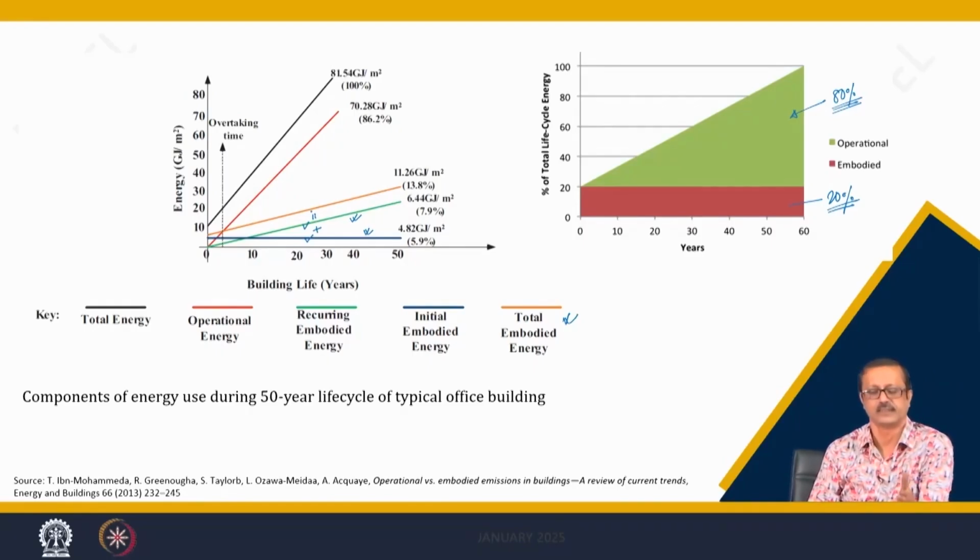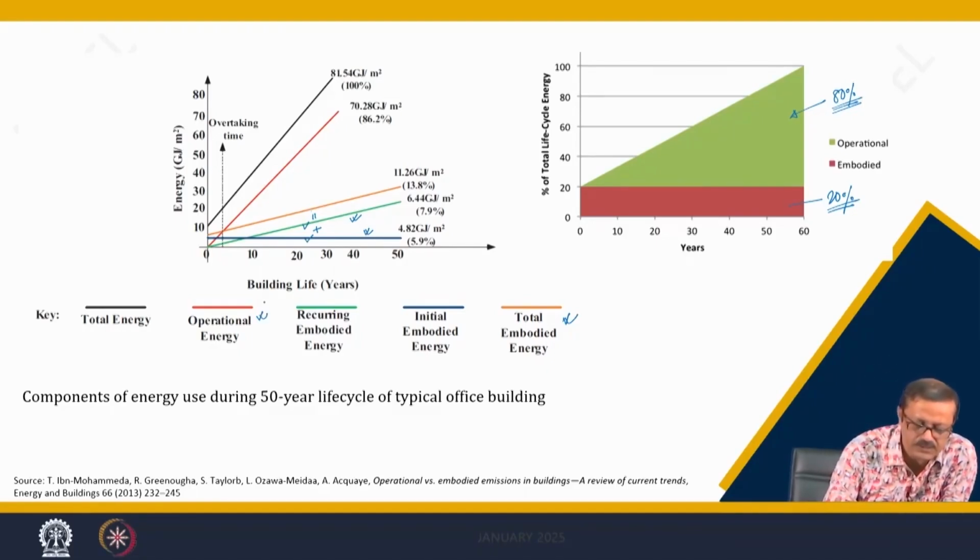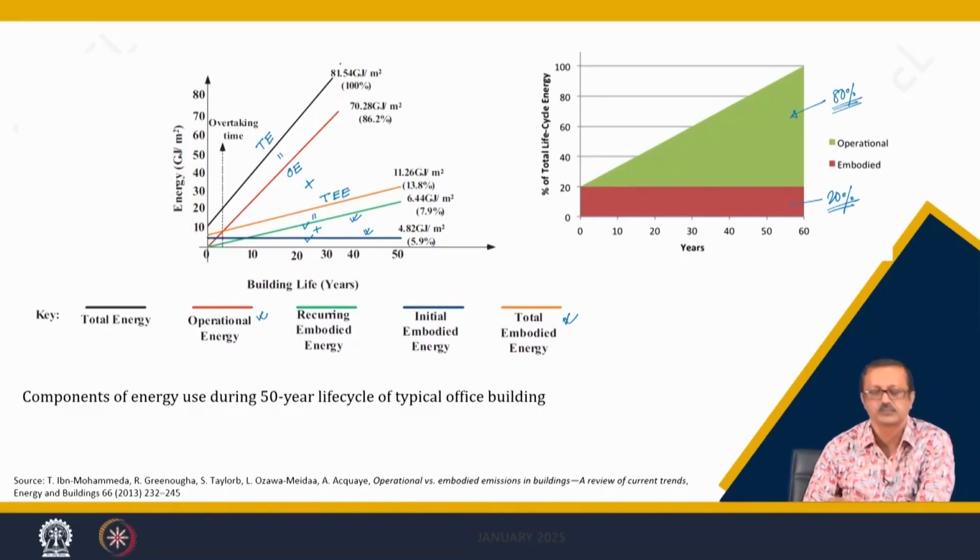They have not taken the demolition energy. They have taken the operating energy, which is the red color line, OE. So, the total embodied energy, TEE, plus the operating energy gives you the total energy, which is the black line.